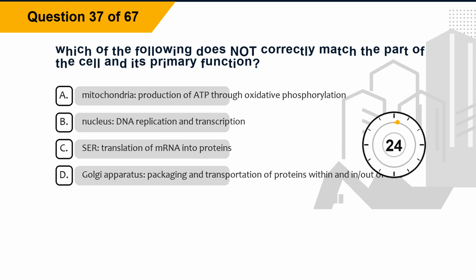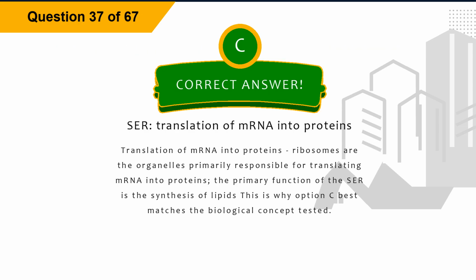Question 37. Which of the following does not correctly match the part of the cell and its primary function? Option A, mitochondria, production of ADP through oxidative phosphorylation. Option B, nucleus, DNA replication and transcription. Option C, SER, translation of mRNA into proteins. Option D, Golgi apparatus, packaging and transportation of proteins within and in/out of cells. The correct answer is option C, SER, translation of mRNA into proteins.